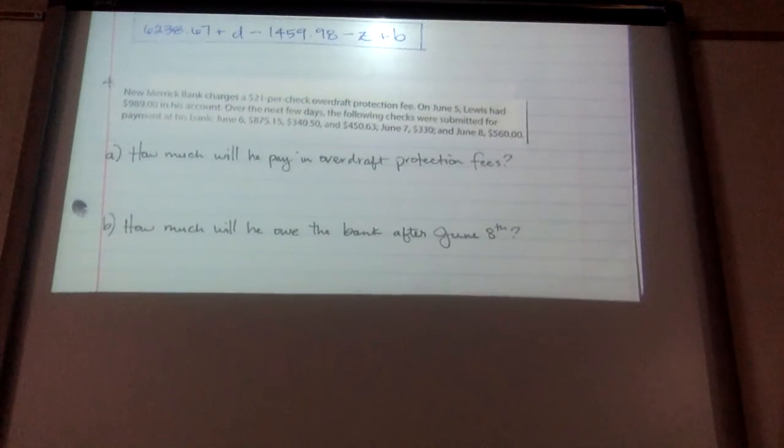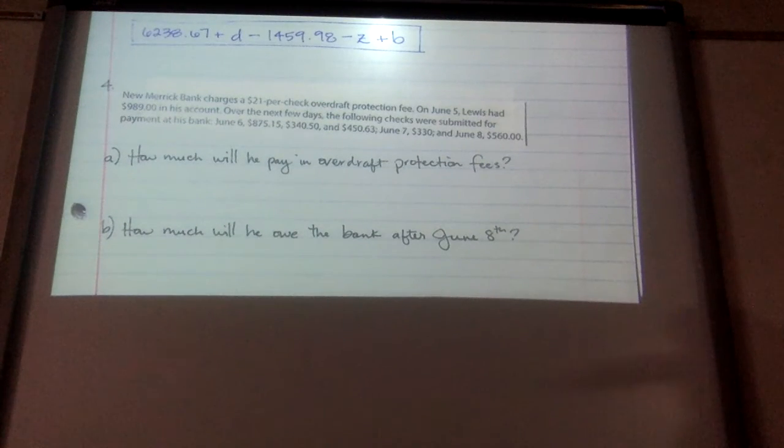Now, next part. Numeric bank, and this is true of banks. They will charge you if you ever write a check and you don't have enough money, or it doesn't even have to be a check. If you go use your debit card and you don't have enough money in your account, they will charge you money for taking out more money than you have.